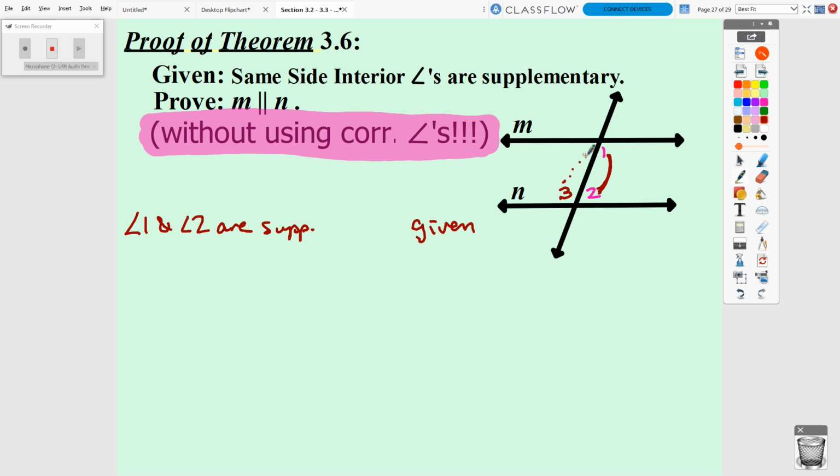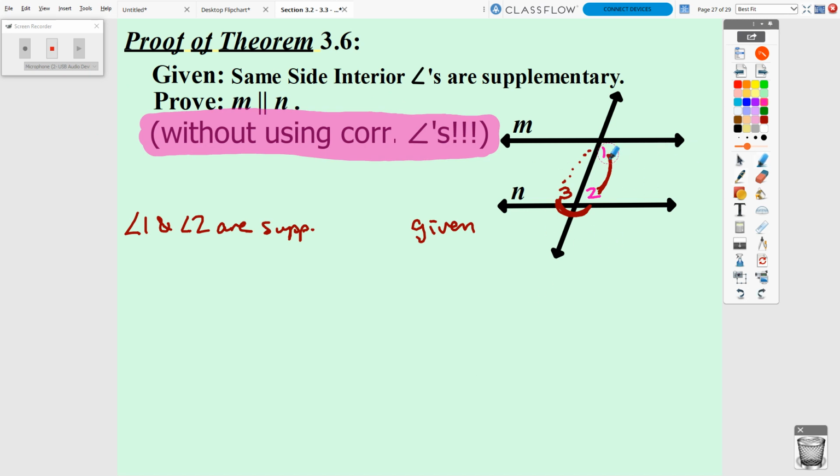And you might go, but they're alternate interior angles. That's true, they are alternate interior angles, but I only know mathematically that alternate interior angles are congruent, that they're equal to each other, if I have parallel lines. And what am I trying to prove? I need to prove that I have parallel lines. I don't know I have them right now. Now, 2 and 3 straight angle postulate, that's always going to work regardless if you have parallel lines or not. So here's my game plan.